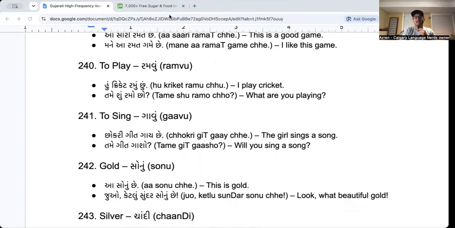Gavu is to sing. So chokri geet gai che. The girl is singing a song. Tame geet gasho. Will you sing a song? Maybe you're like karaoke or something. Tame geet gasho aje. Will you sing a song today?